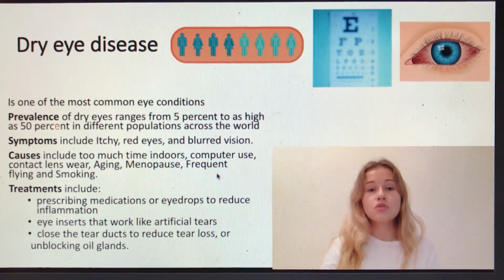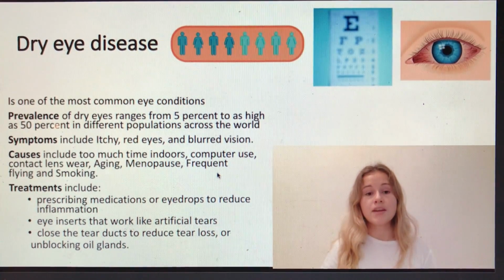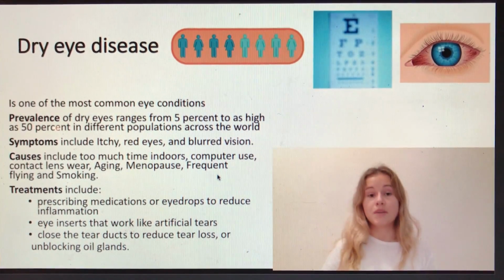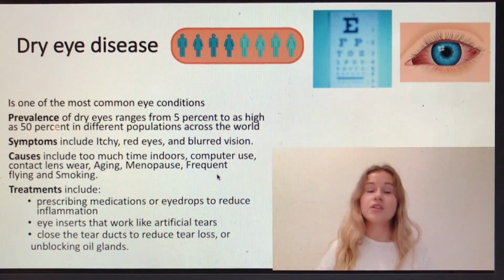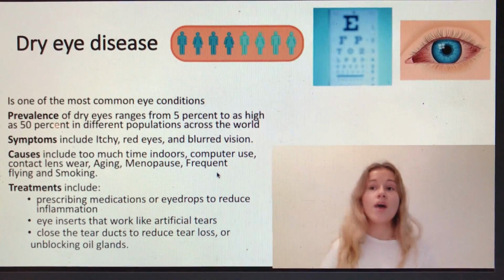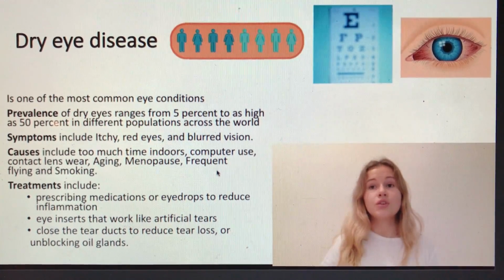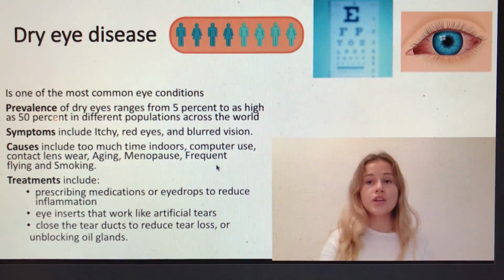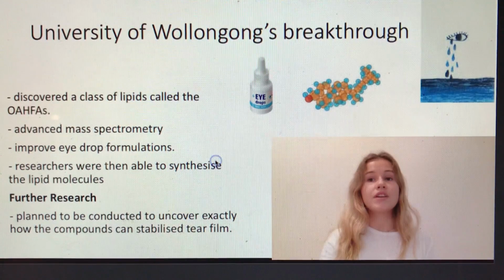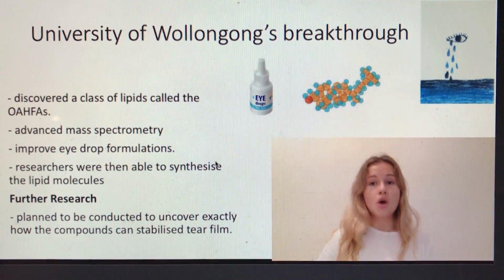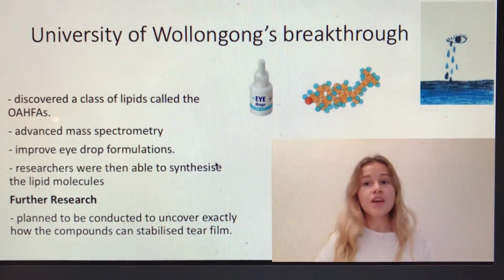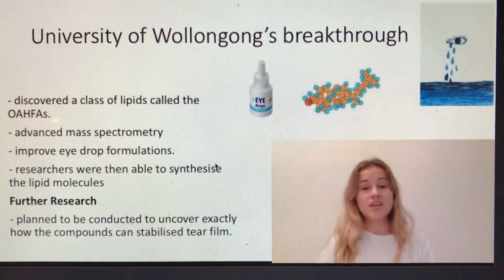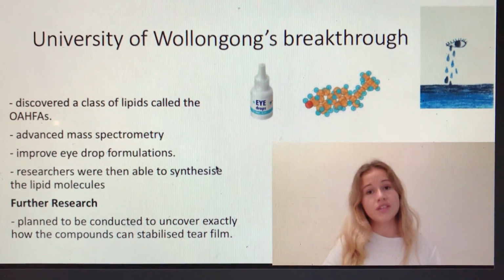At the moment, some treatments do exist, such as prescribing medication or eye drops to reduce inflammation, eye inserts that work like artificial tears, or having the medical procedure to close tear ducts or unblock oil glands. The University of Wollongong's breakthrough discovered a class of lipids called OAHFAs. The lipids were in a mixture and found to be essential for the smooth spreading of the tear film.